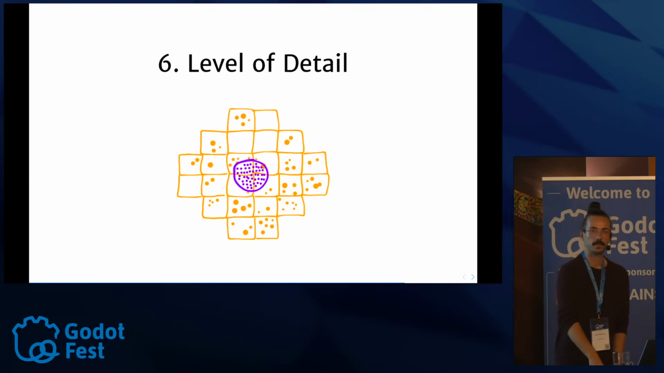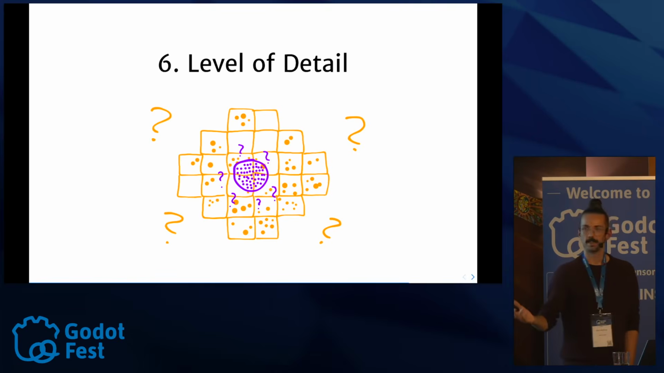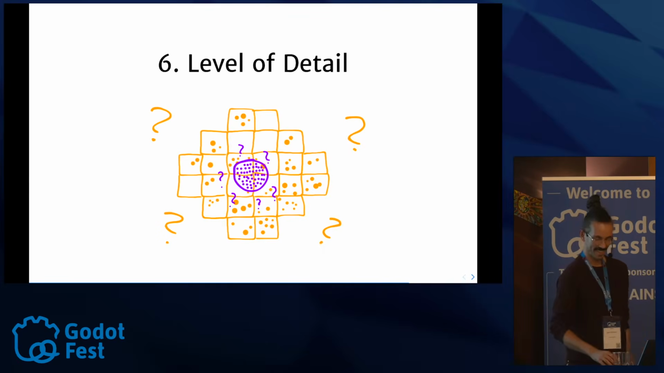Okay, now that we have plants and we're shading them, we have to think about level of detail. So I showed you this diagram before, but what about outside? You can't just not have plants there. Actually, some games do that, like the modern Pokemon games. They just make everything fade in.